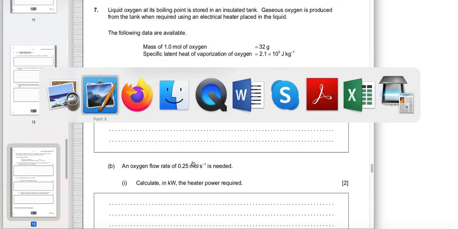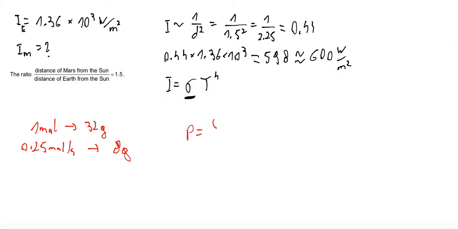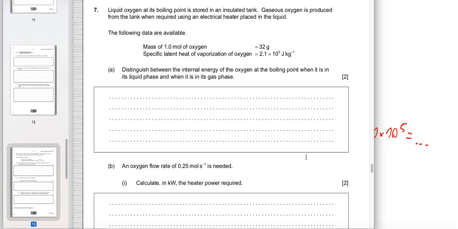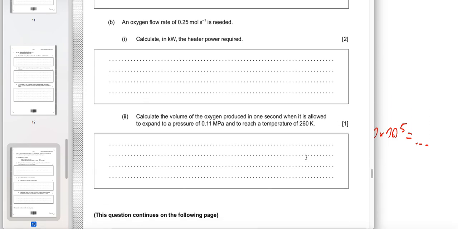We have to find the power. Power is energy over time, so mass times specific latent heat of vaporization divided by time. This is given: 8 grams times the specific latent heat of vaporization, 2.1 times 10 to the power of 5. And finally, remember to convert it into kilowatts, not watts but kilowatts.